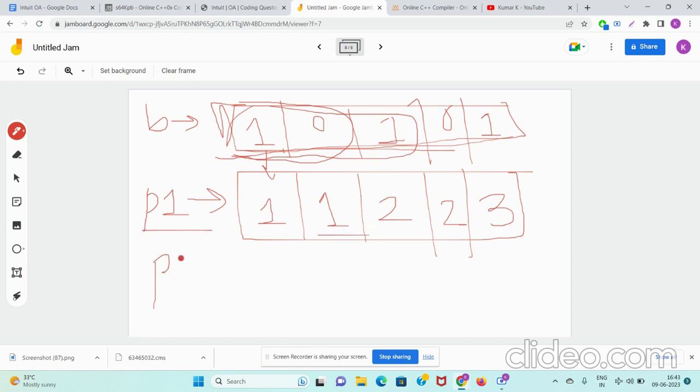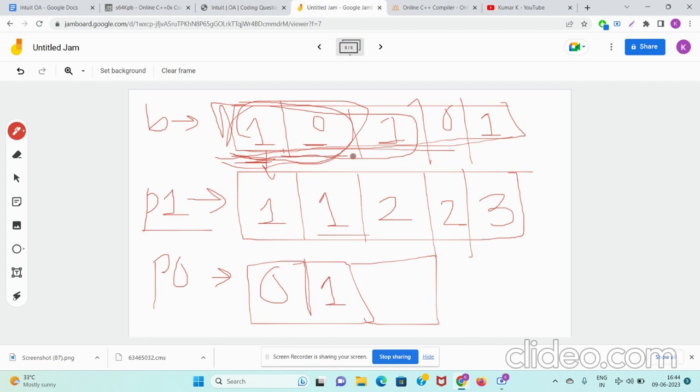Similarly, if you try to make the P0 array, how many zeros are there till index one? There is no zero, so answer will be 0. How many zeros are there in the first two indices? There is only one zero, so answer will be 1. In the first three indices? Only one zero, so answer will be 1. In the first four indices? There are two zeros, so answer will be 2. In the full array? Only two zeros, so answer will be 2.